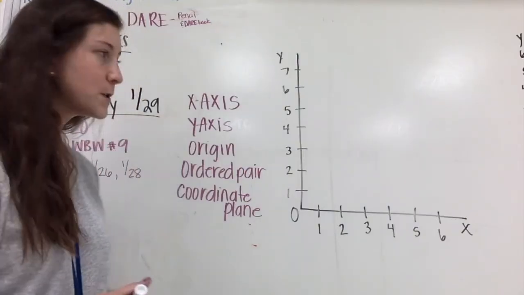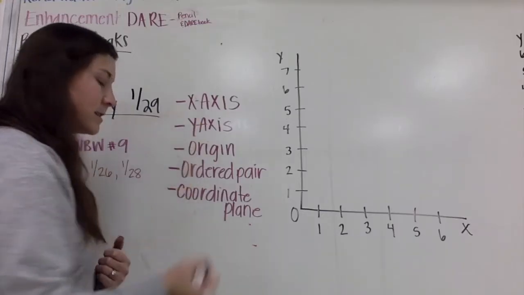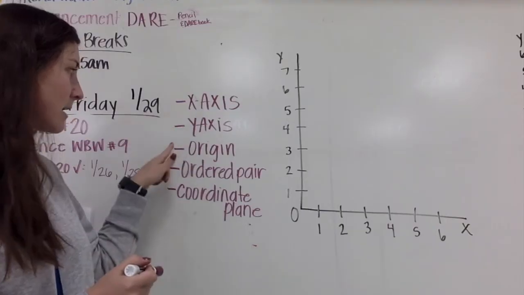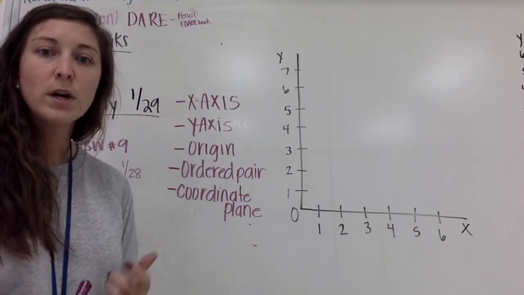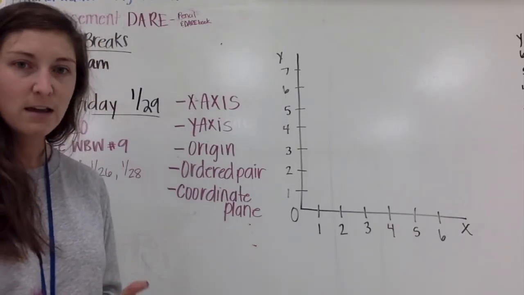So these are some words that we had originally talked about when we taught this concept earlier. They are x-axis, y-axis, origin, ordered pair, and coordinate plane. We are going to go through and identify all of these different things today quickly.